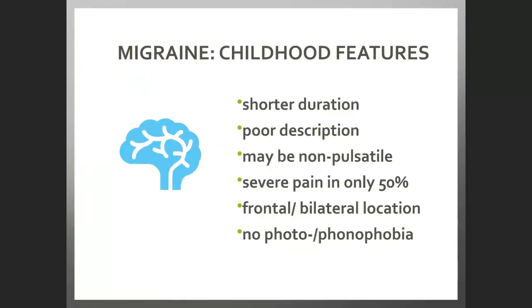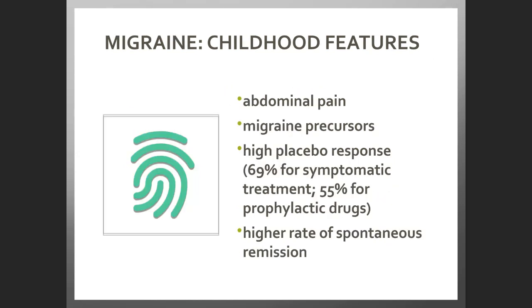So as we said, in childhood, migraines are of shorter duration. The children sometimes are not able to articulate the description. The headaches may be non-pulsatile. Severe pain is seen in 50%. The headaches are often frontal or bilateral, and there may be no photophobia or phonophobia. Now, there are some precursors of migraine in children, including abdominal pain. There are other precursors we'll discuss. In childhood, there's a high placebo response to treatment, and there's a higher rate of spontaneous remission.